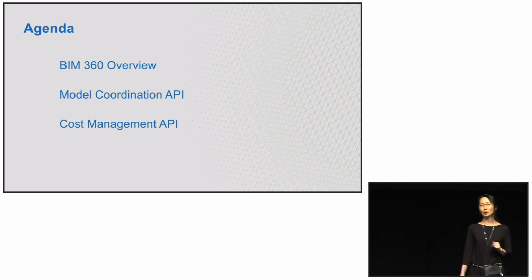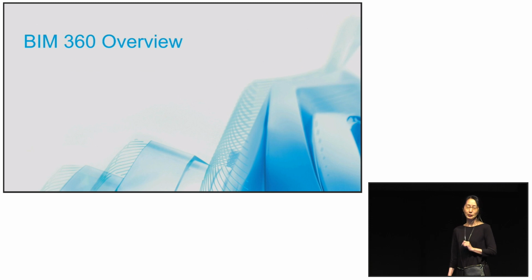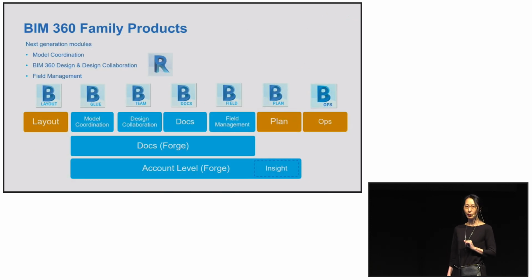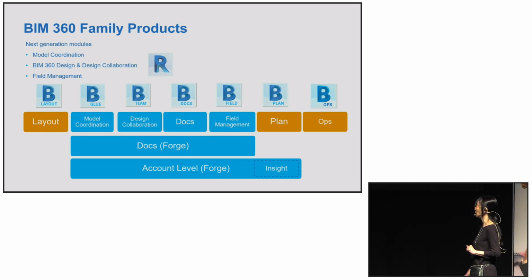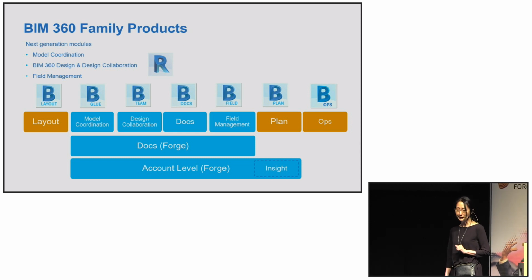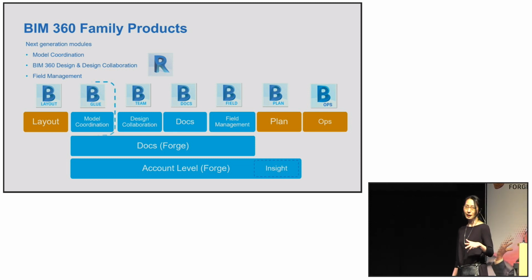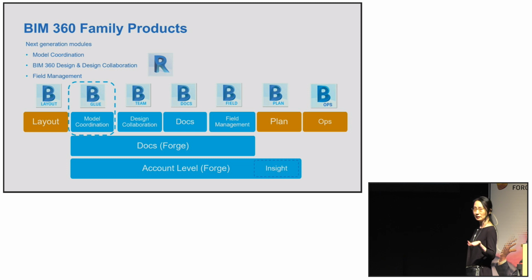So first, the BIM360 overview. As many of you have heard, there are quite a few components within BIM360. As you can see here, there is Glue, Team, Docs, Field, etc. And this blue part is part of Forge. More recently, we have next generation modules, for instance model coordination, which is like a cloud version, some people say a cloud version of Navisworks, and it's also Glue. And also the next generation model coordination, which is built on top of Docs.